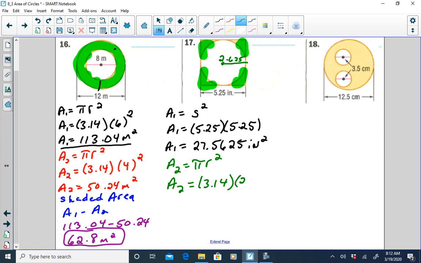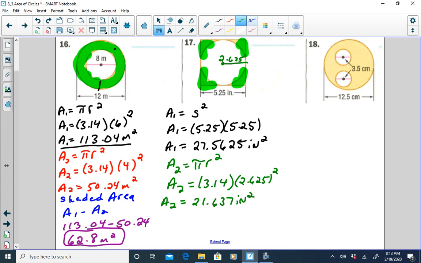So that's going to be 2.625. I'm going to have to square that. Area 2 is going to be equal to 21.637. Alright, 21.637. And those are also square inches.